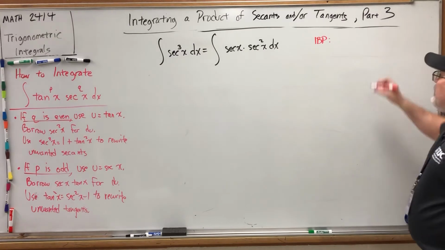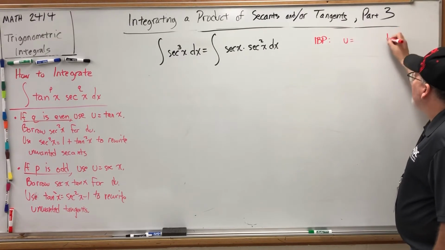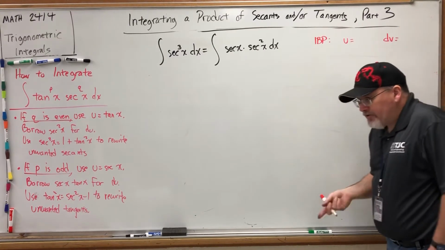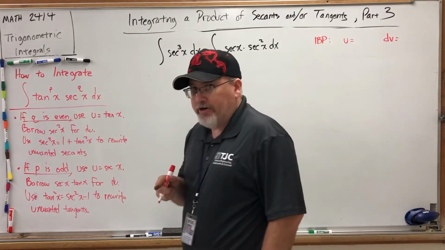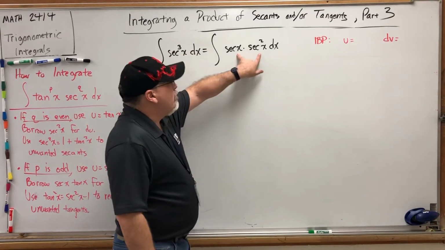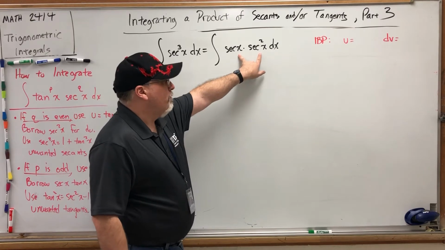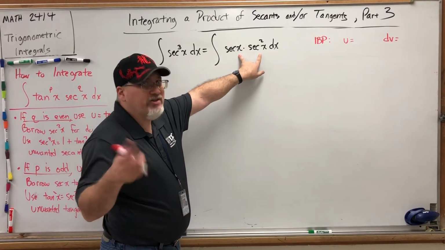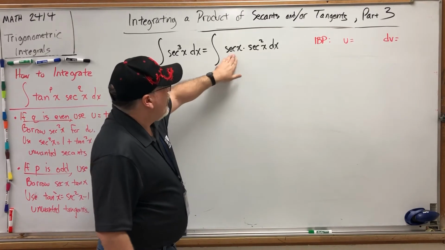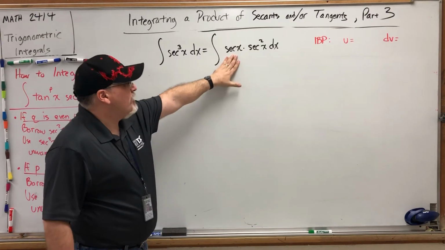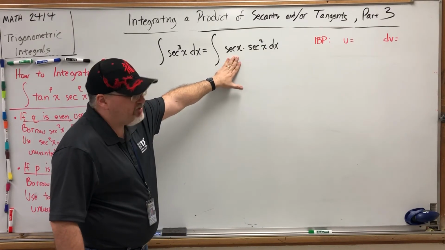Now, if we're going to do integration by parts, we need to pick a u and a dv. But remember, the u gets differentiated, the dv gets integrated. So of these 2 parts, which one is more easily integrable? Well, we know the answer to both of them. Which one is a prettier answer as an integral? Well, we just integrated that one previously as the natural log of absolute value, secant x plus tangent x.